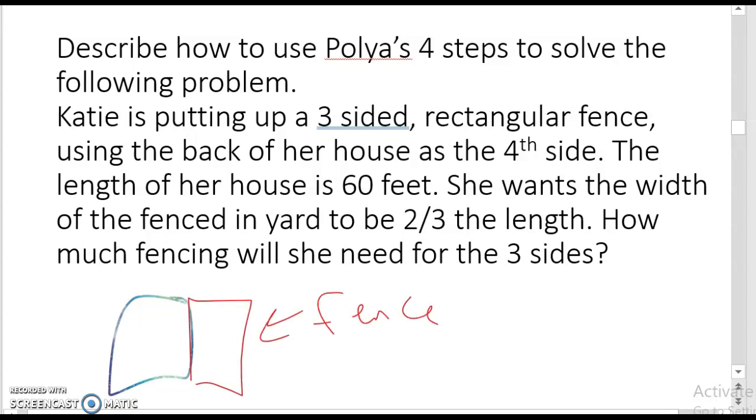So understanding we are trying to build a fence. And if she wants to know how much fencing for these 3 sides, that means we are finding perimeter. Just understanding what the question is asking is crucial. Okay, so we want to find perimeter. We're finding the fence. Okay, I understand what the question is asking. Then it says devise a plan.